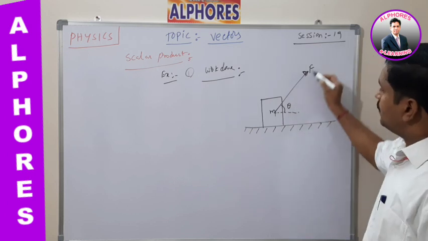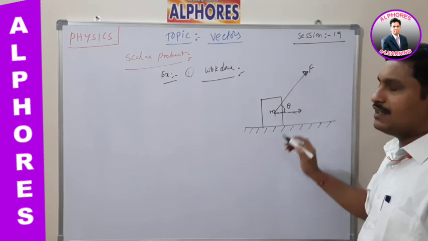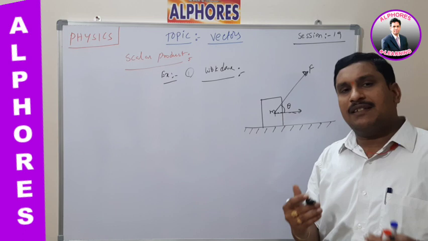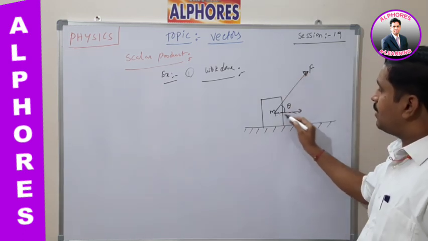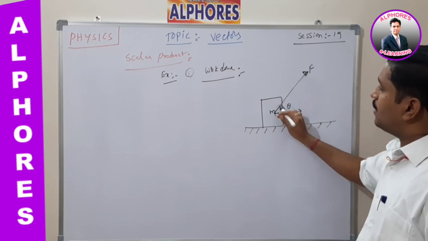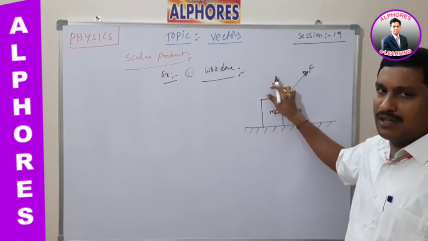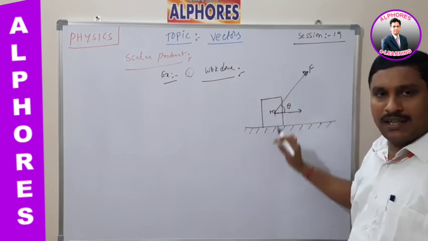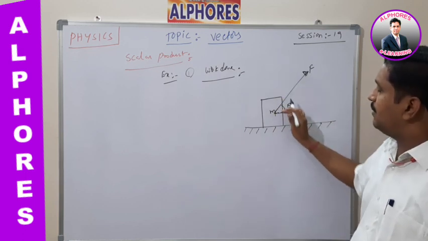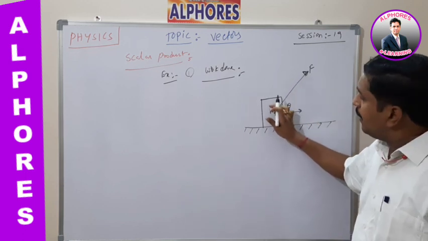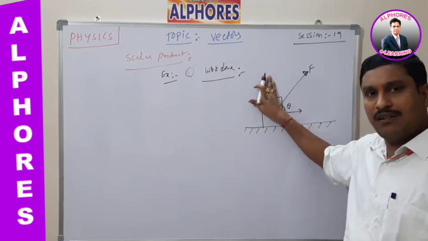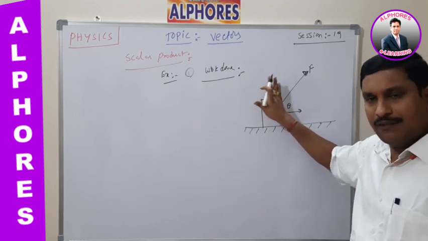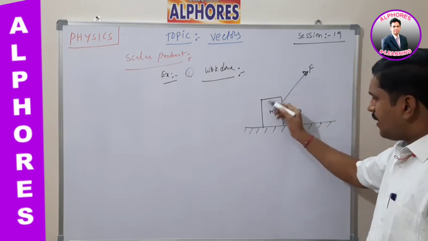If any vector makes an angle theta with the horizontal, it has two components: one along the vertical direction and another along the horizontal direction. But the vertical component of force is not required here because the block is in vertical equilibrium. F sin theta is counterbalanced by the normal force and the weight of the body. So here I am not discussing the vertical component of force acting on the block.